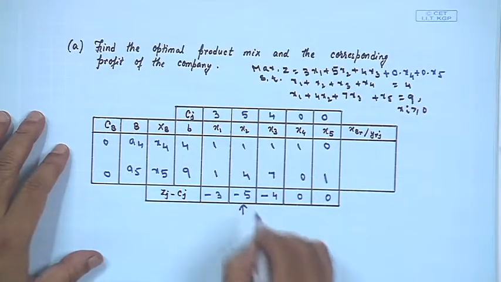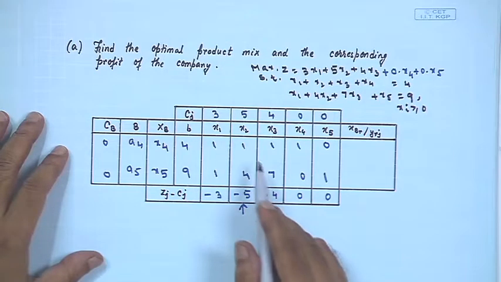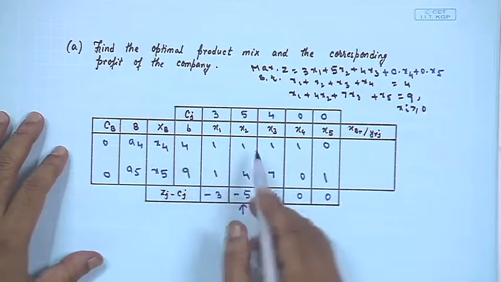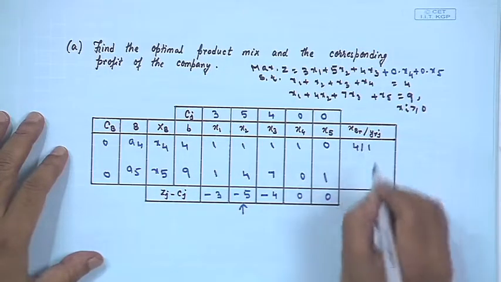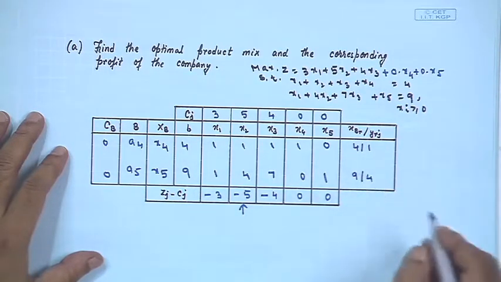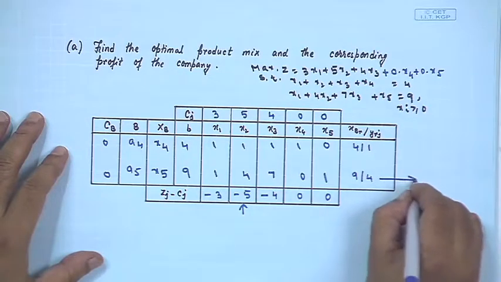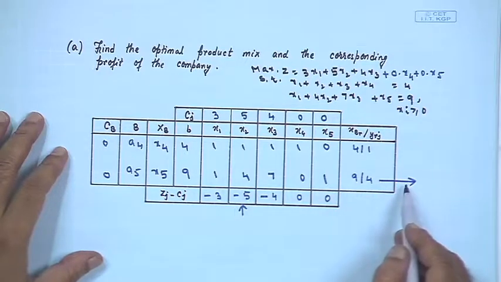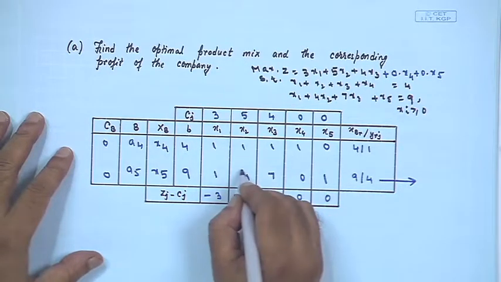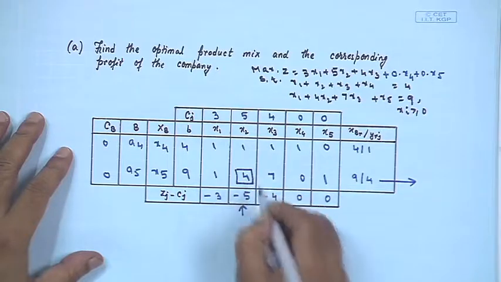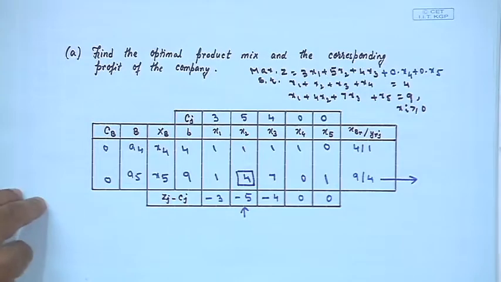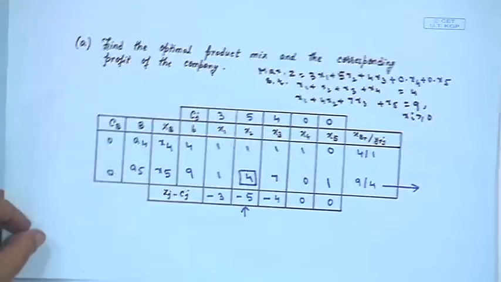So, most negative is this one. Therefore, your entering vector will be x2. So, we have to calculate the ratio. This is 4 by 1, this is 9 by 4. So, your outgoing vector is x5. So, your entering vector is x2, outgoing vector is x5 and your pivot element is 4. So, I have to make this element 1 and the other elements 0. So, in the next table your x5 will be replaced by x2.